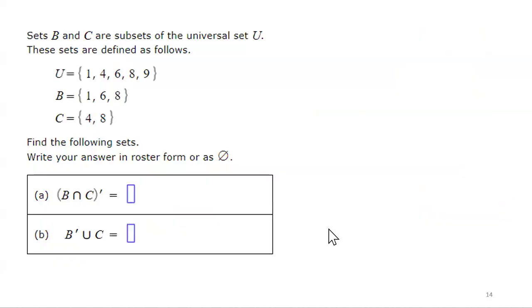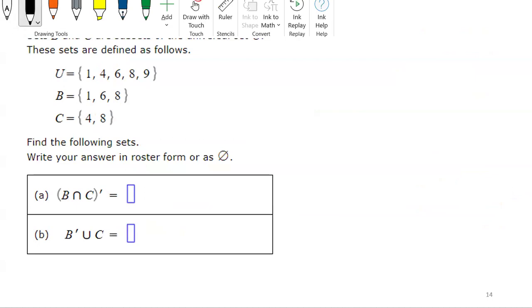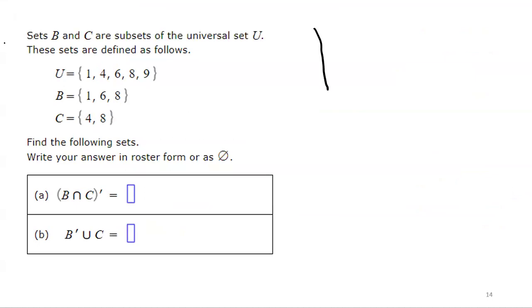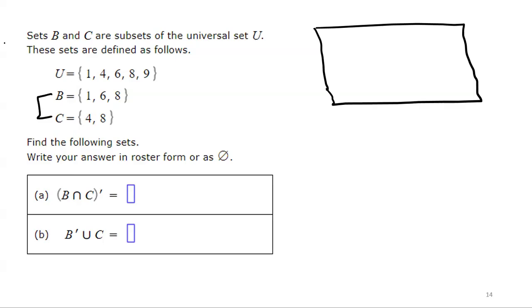Okay, so the next one, this is slide 14. Sets B and C are subsets of the universal set U. These sets are defined as follows. Find the following sets. Write your answer in roster form or as an empty set. So we're going to have to draw a Venn diagram here. I'm going to draw a box. And what do you notice automatically between B and C? Do they have something in common?